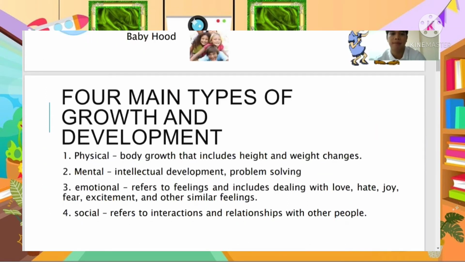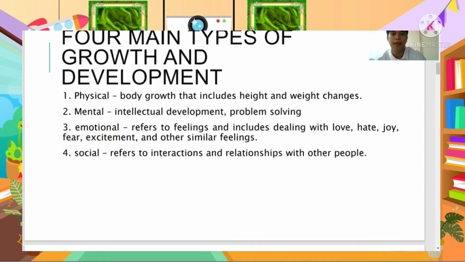Okay, 4 main types of growth and development. We have physical, body growth that includes height and weight changes. Number 2 is mental, intellectual development, problem solving. Number 3, emotional, refers to feelings and includes dealing with love, hate, joy, fear, excitement, and other similar feelings. And number 4 is social, which refers to interactions and relationships with other people.